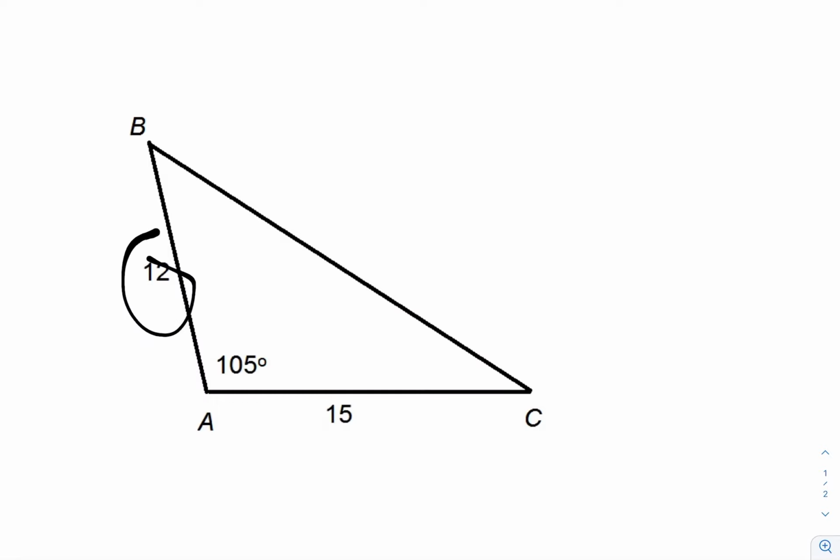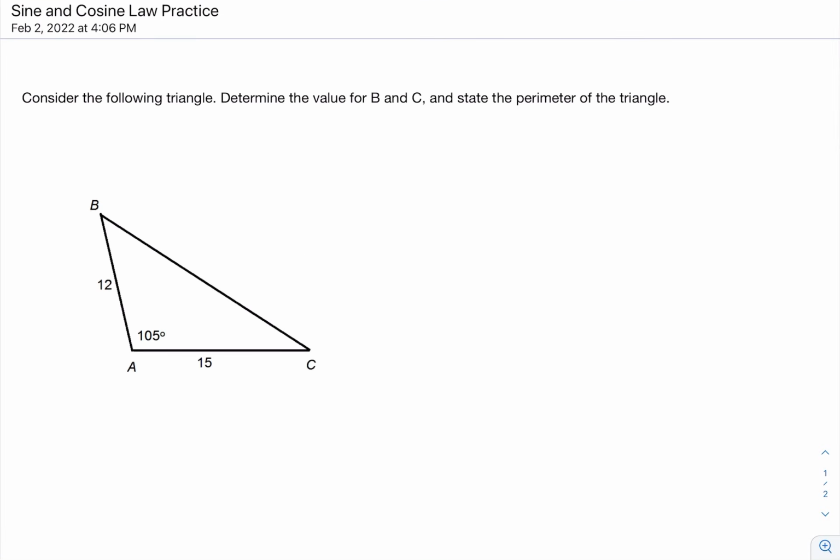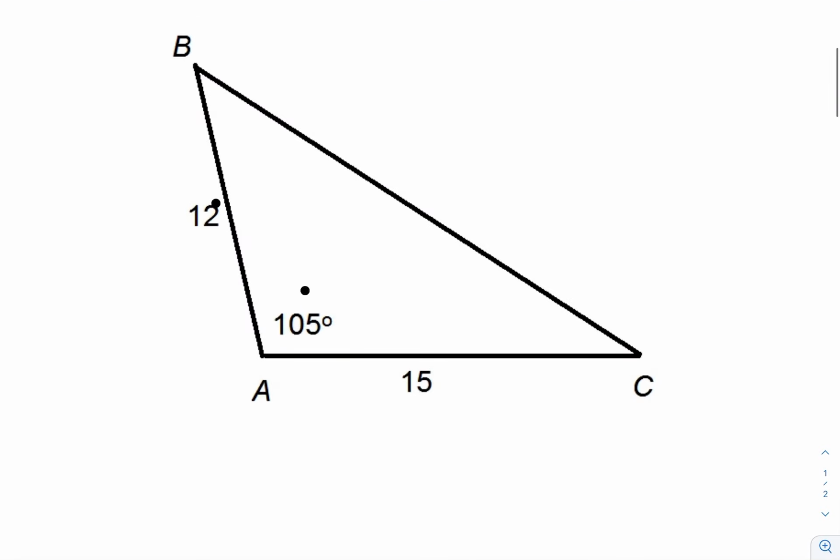So the 12 would pair with the C, we don't know the C. The 105 would pair with this length, we don't know that length. The B would pair with the 15, but we don't know what B is. So that's an indication we're going to have to use the cosine law. Remember, the cosine law is when we have side, angle, side. So we have a side length, an angle, and a side length, and we're using the cosine law to find this unknown side length that's opposite to our angle.